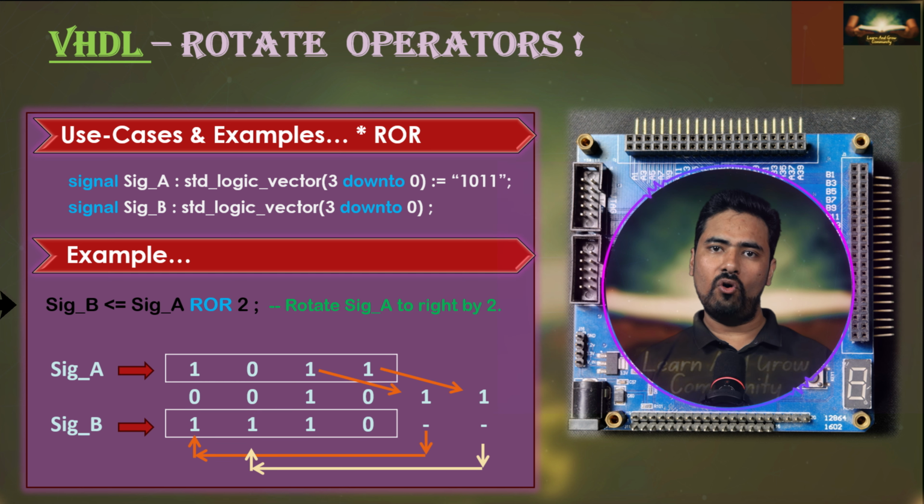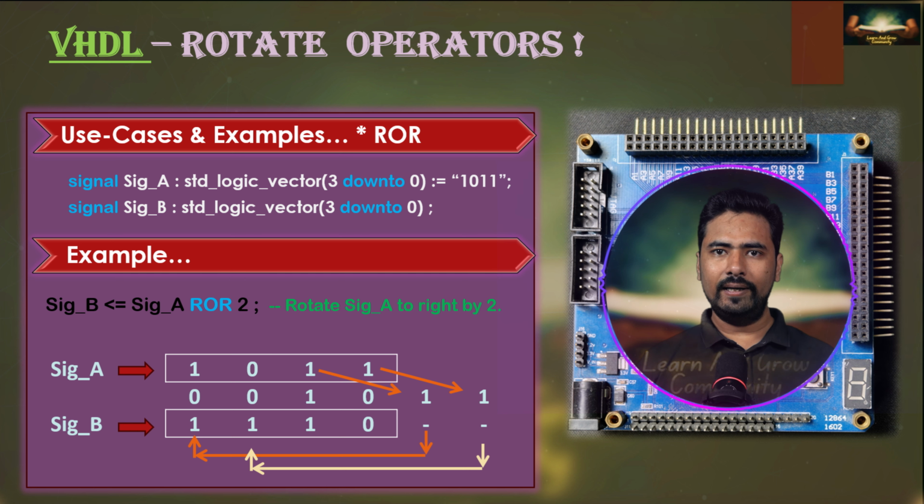Now this is the example of ROR, the rotate right operator. This is the same as ROL, rotate left, but instead of rotating the value to the left, ROR will shift and rotate the data to the right. Let's understand this with the same example. We have two signals, sig A and sig B. Both the signals are 4-bit std_logic type, and sig A is initialized with the value 1011. Now the expression is sig B gets the value of sig A ROR 2. This is rotating 1011 to the right by two indexes.